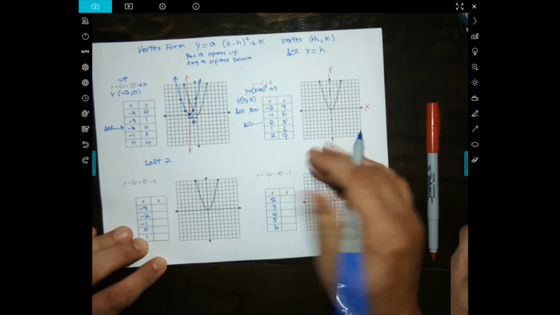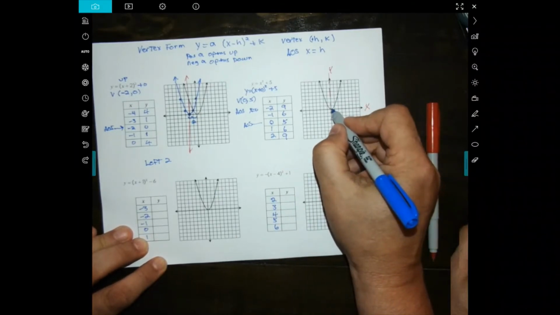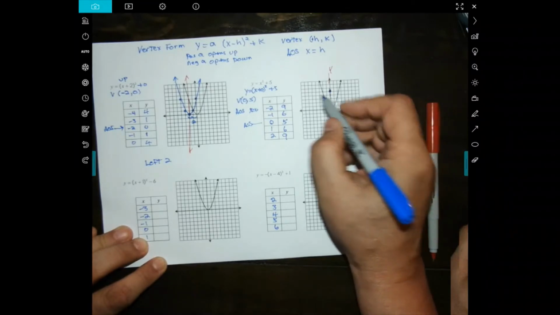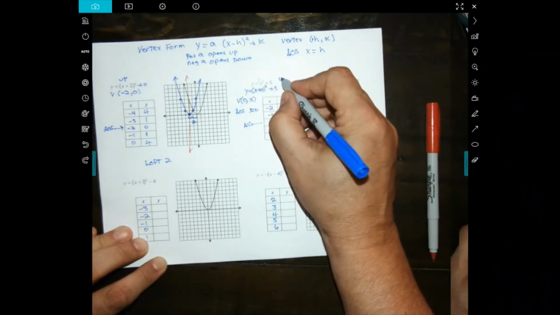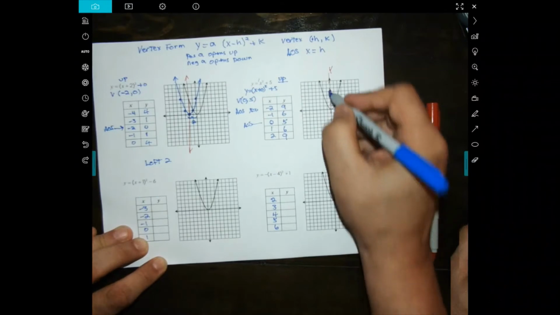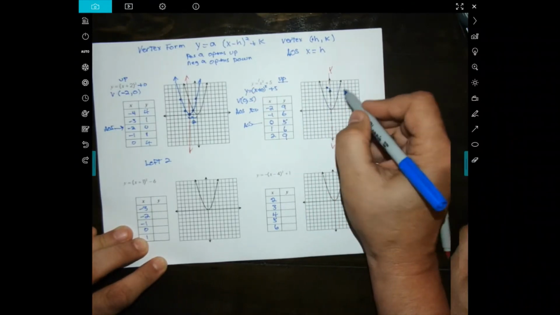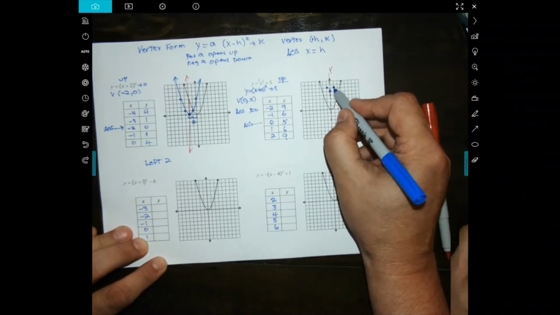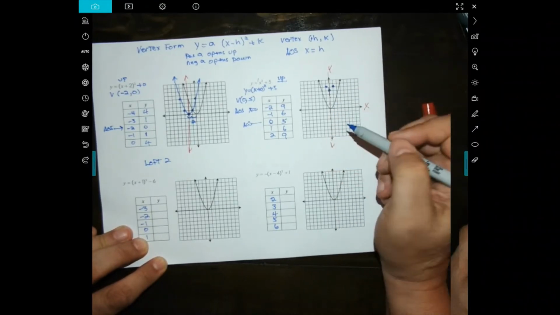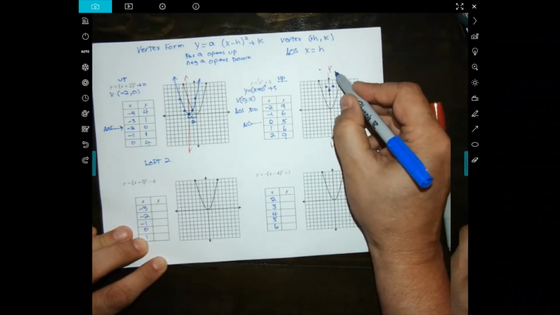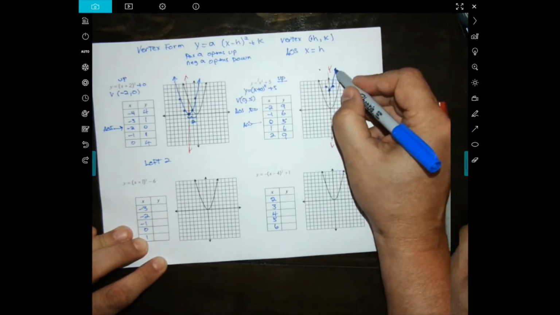And now I can plot them. So at 0, I get 5. 1, 2, 3, 4, 5. I know it opens up because this is positive. At -1, I get 6, here. Across the axis of symmetry. My next one is at -2. It's 9. It's way up here somewhere. And this one reflects across. My parabola opens up.